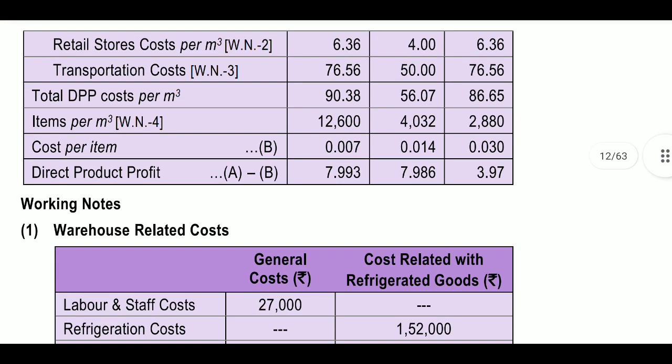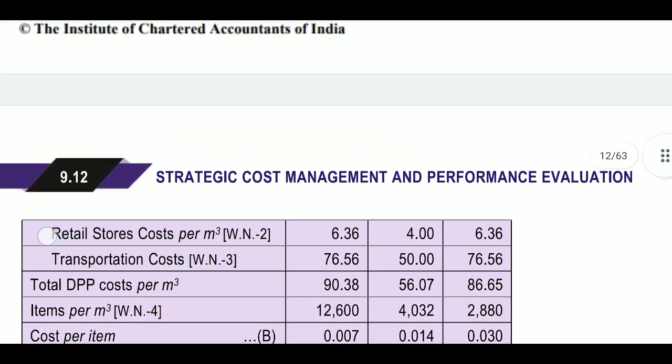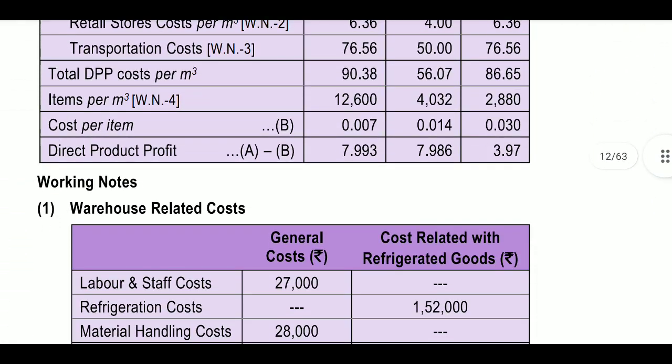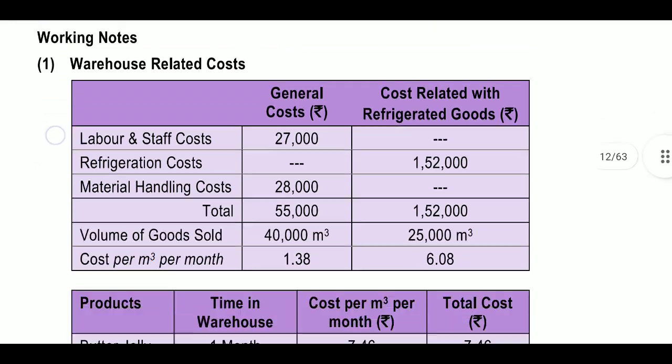Next, we will get the cost per unit, this is total cost per items and direct product cost. Next, A minus B, we will get the direct product profitability.